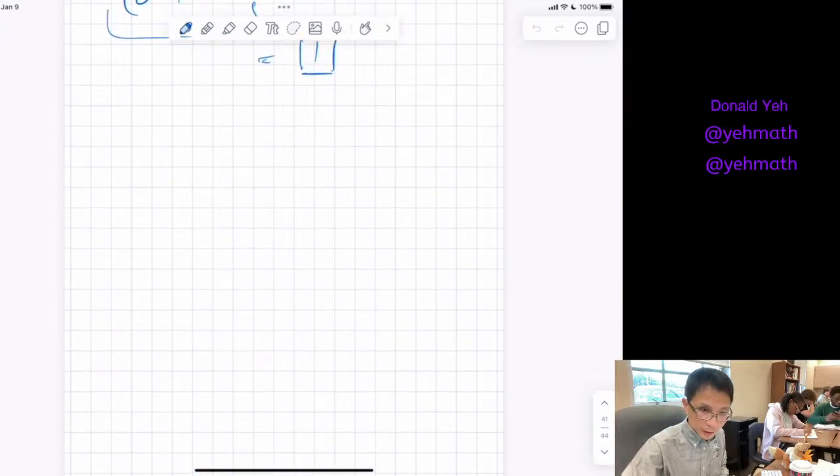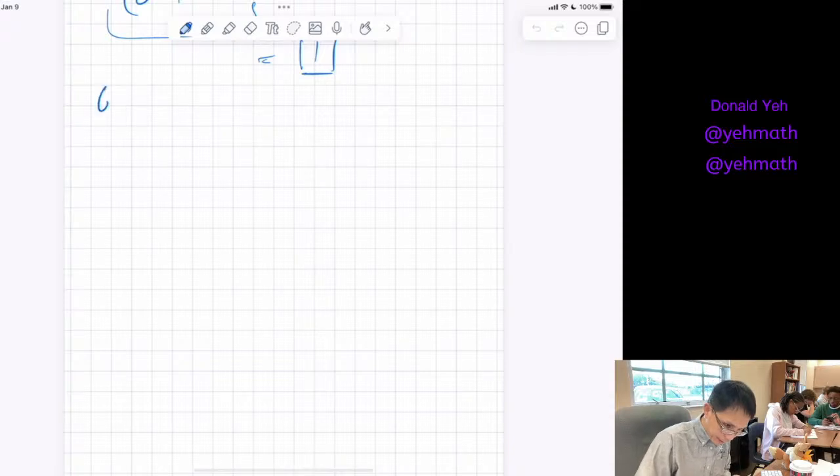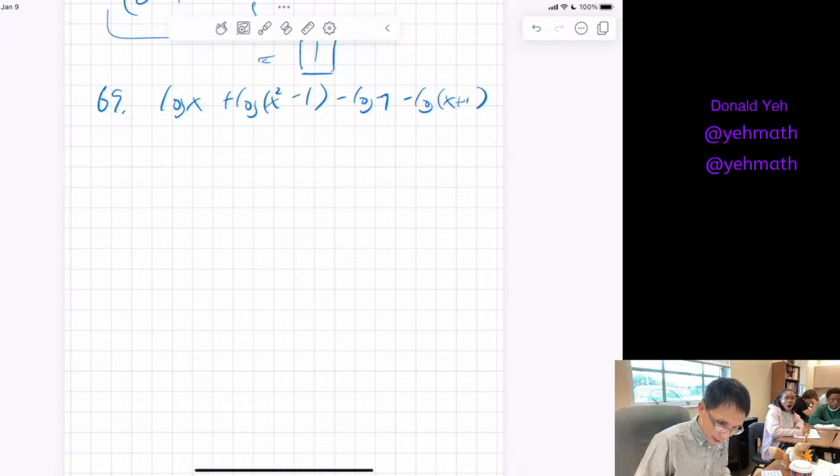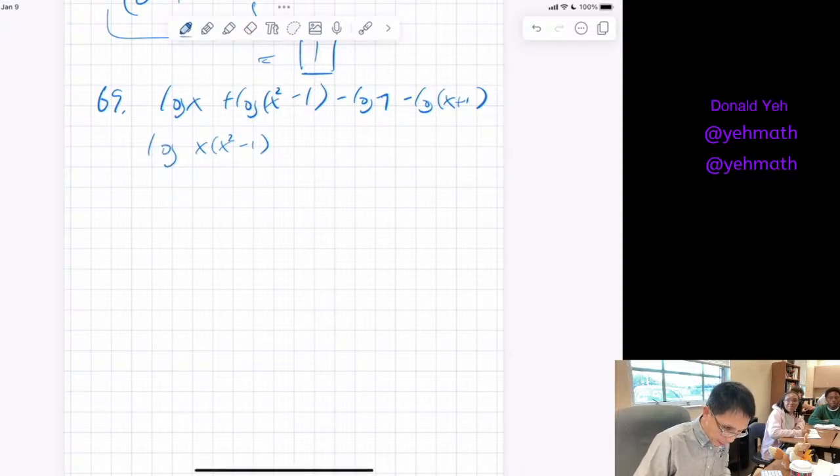All right, 69. Question 69 says log x plus log of x squared minus 1 minus log of 7 minus log of x plus 1. So what happened is this log, these two are adding together, so it'd be log of x times x squared minus 1, because adding together means multiplying together.